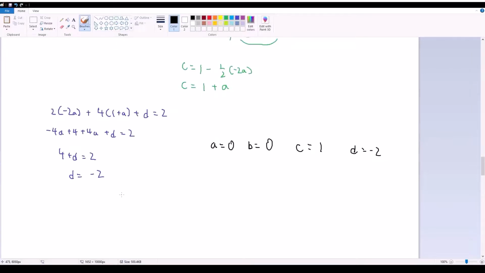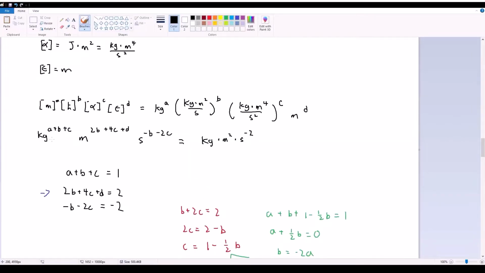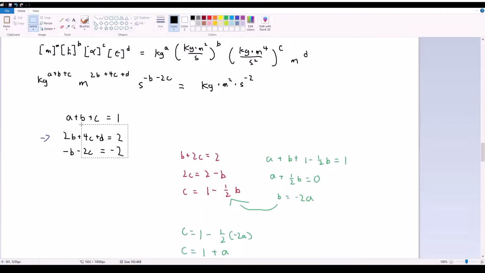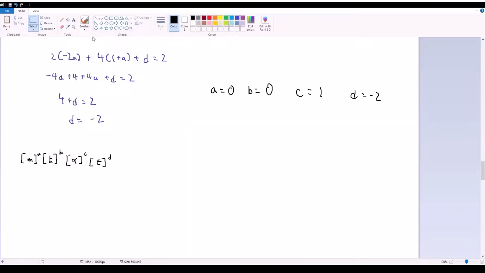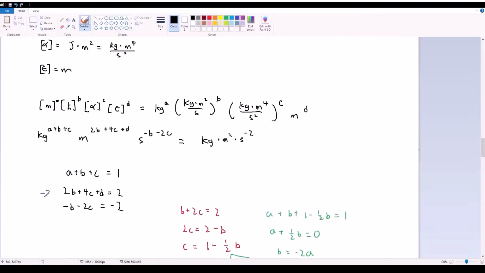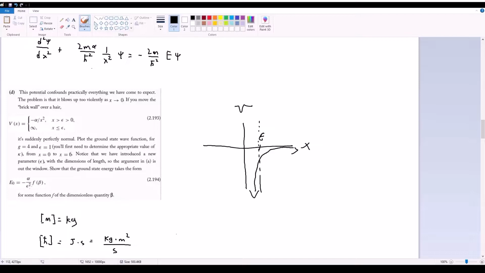So in that case, we have, let's see. Yeah, so our new system is going to be, let's move this over to this side. M to the power of A, h bar to the power of B, alpha to the power of C, and epsilon to the power of D. This is going to equal, A is 0, B is 0, so these two both just go away. And then we have alpha to the power of 1 times epsilon to the power of negative 2, which is equal to alpha over epsilon squared. So we now have the first part of our desired energy expression. We have the alpha over epsilon squared.